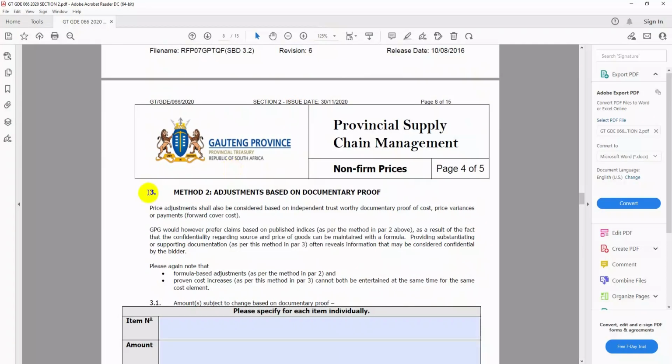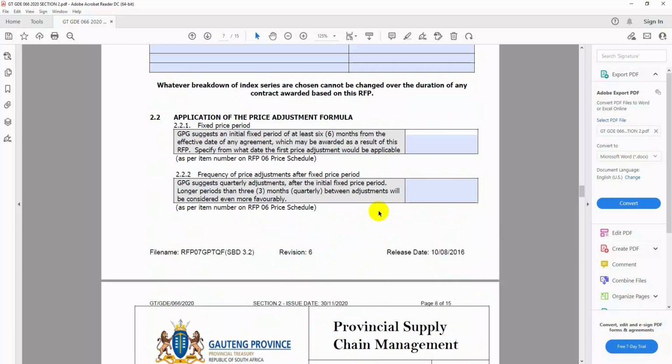And all this formula, this is the method 2, where they are saying you can just submit your documentary proof for price adjustment. So here now they are saying application of the price adjustment. GPG suggests an initial fixed period of at least 6 months from the effective date of any agreement which may be awarded as a result of this RFP. Specify from what date the first price adjustment will be applicable. So here they say GPG suggests at least 6 months, at least for the first 6 months.